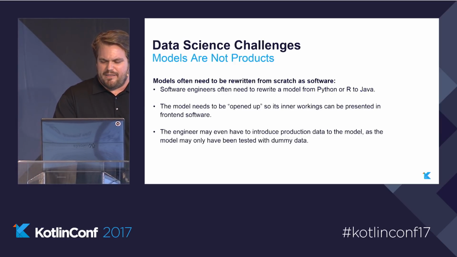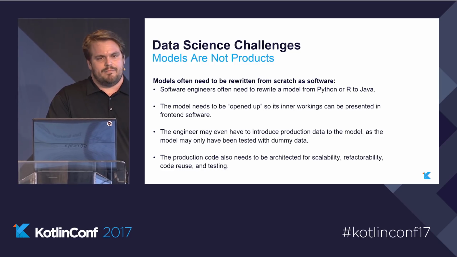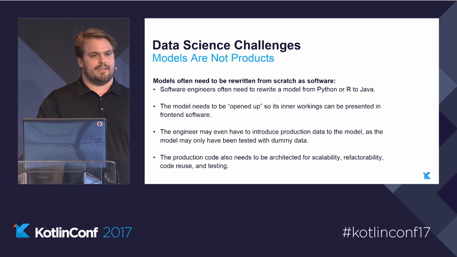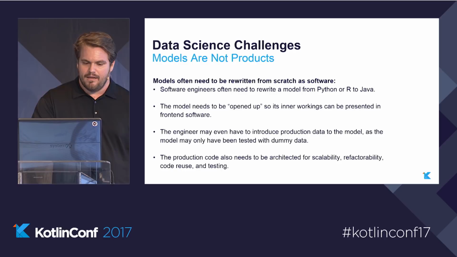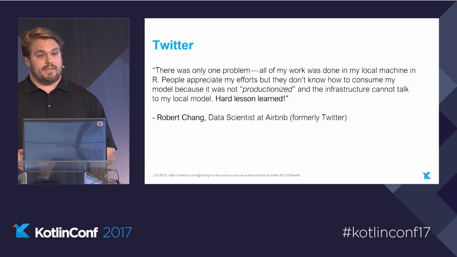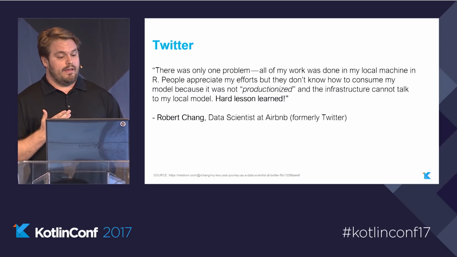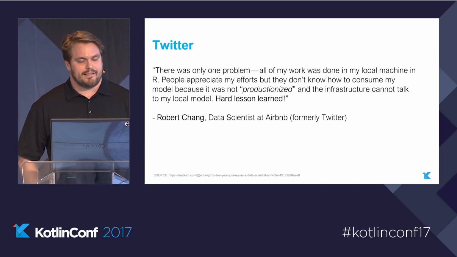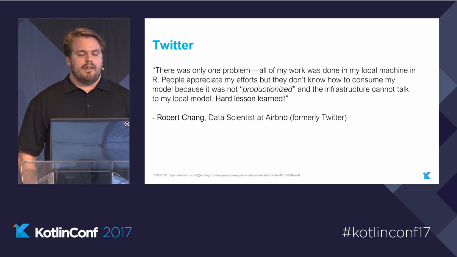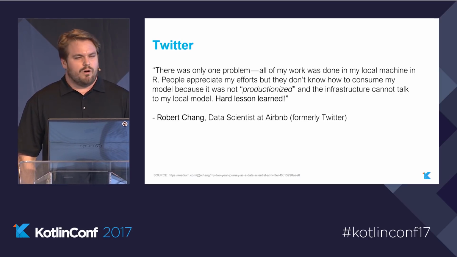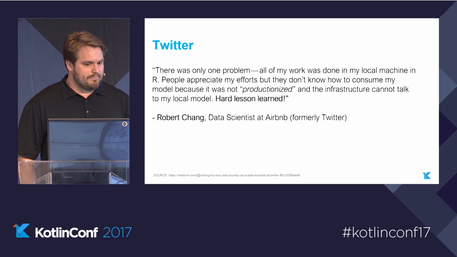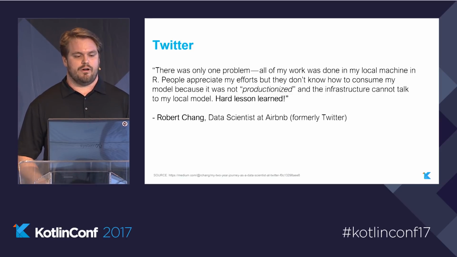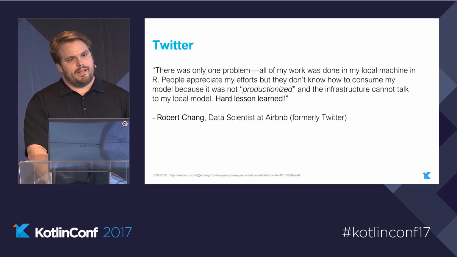So the production code, I think I might have mentioned this, needs to be architected to be scaled, refactored, reused, and be tested thoroughly. Just a couple of real-world examples of people expressing these sentiments. So Robert Chang, who was a data scientist at Twitter, he's now at Airbnb, he said, "There was only one problem. All of my work was done on my local machine in R. People appreciate my efforts, but they don't know how to consume my model because it was not, quote unquote, productionized. And the infrastructure cannot talk to my local model."